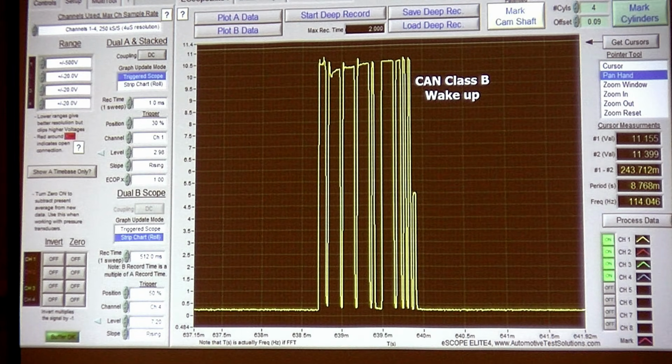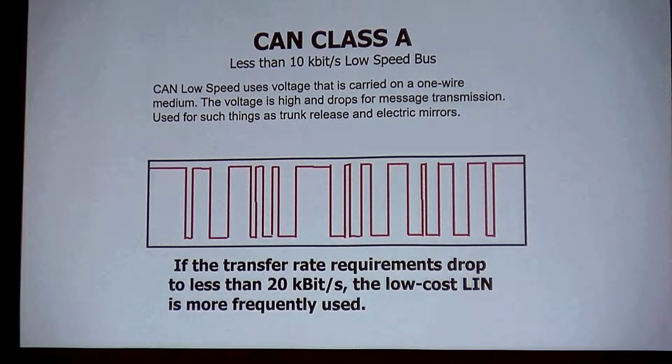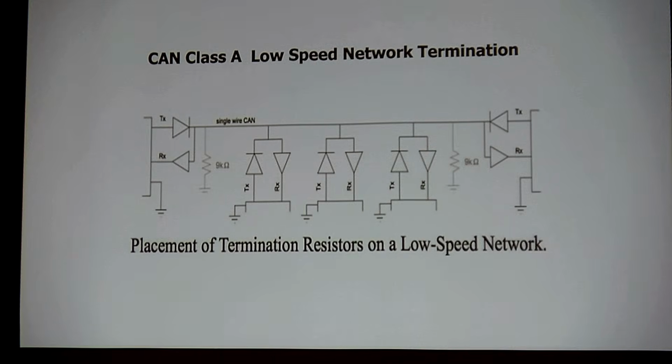This is the wake-up call on what? A single-wire CAN system. This is not dual-wire. This is single. CAN A, this is less than 10 kilobits. We go from a high voltage of 12 volts and we pull to ground. So this is going to be done a little bit differently. These are all real slow systems. Now, CAN A is really expensive. So CAN A is not what you're going to see on cars. You're going to see LIN. But basically, this is what CAN A is going to be. Notice my termination resistors, 2 9Ks that are off the wire, the main bus system. We always have termination. You've got to terminate.